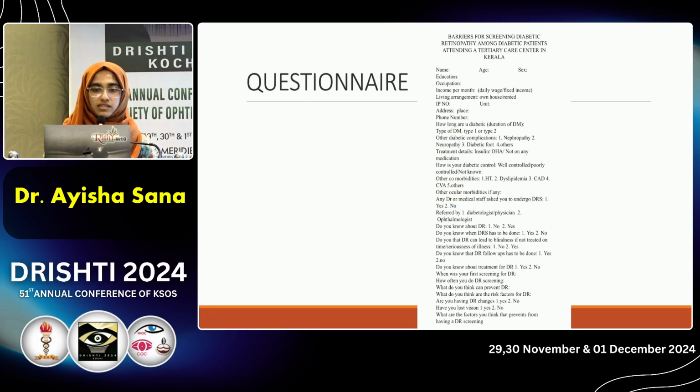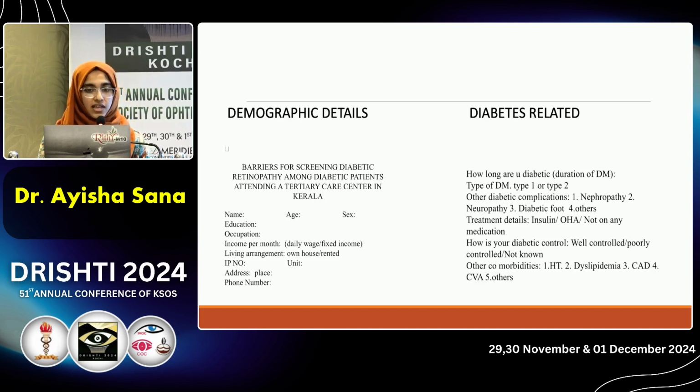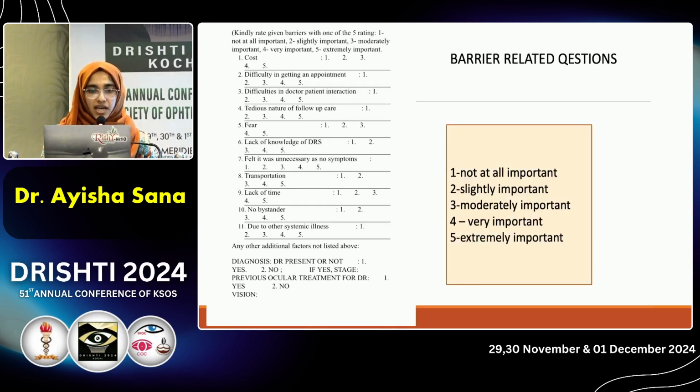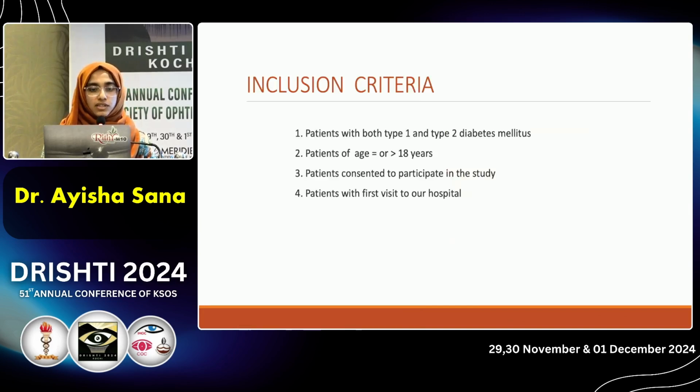This is the questionnaire I supplied to the patients, and it has details regarding demographic data, diabetes-related questions like its control, other comorbidities, and a few questions regarding knowledge about diabetic retinopathy. This is a barrier-related question, where I asked the patient to rate them on a 5-point scale from not at all important to extremely important. I included patients with both type 1 and type 2 diabetes with age more than or equal to 18 years, who consented to participate in the study, and those on their first visit to our hospital.